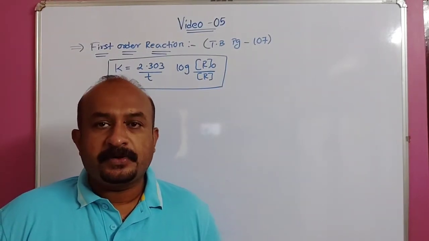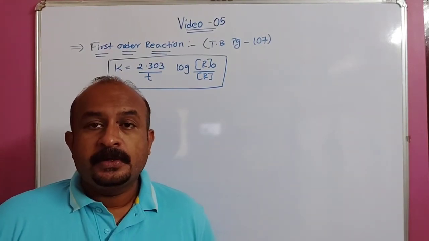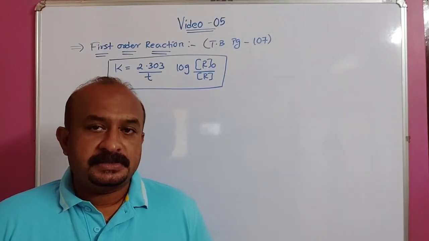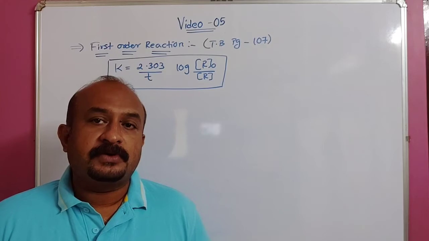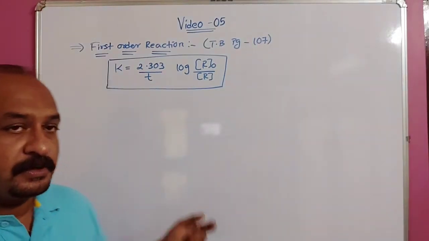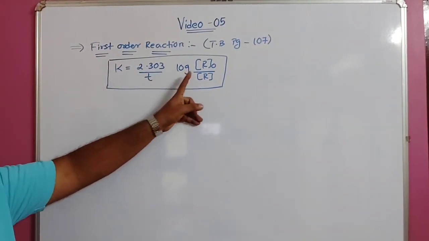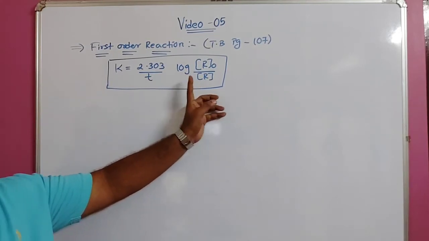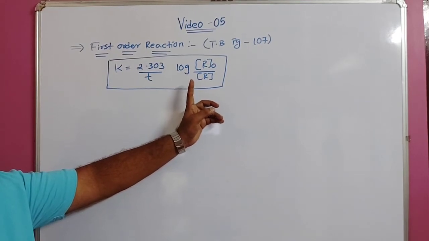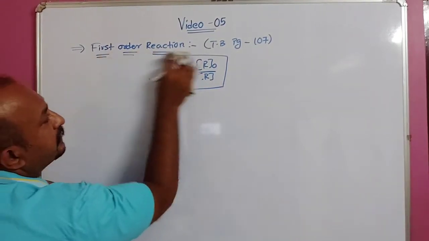Today in video 5 we are going to discuss the topic which was left out in video 4, that is, where two different conditions are there, then what will be the formula for the first order reaction. Last time we discussed the formula K is equal to 2.303 by T log R0 by RT, the rate constant formula. Understood? Now if we perform an experiment, I can change this for two different conditions.